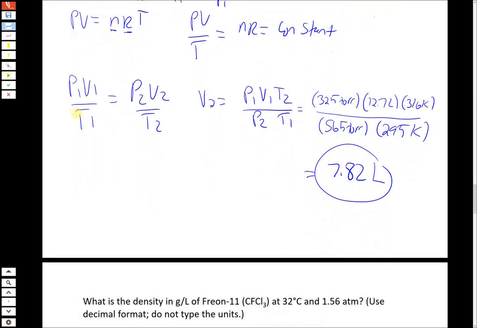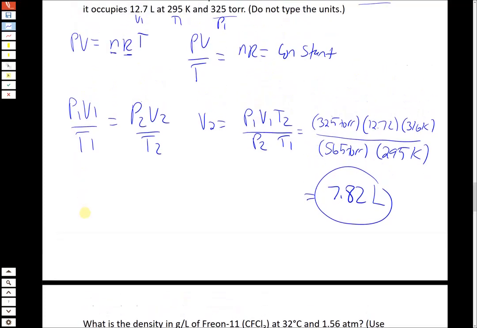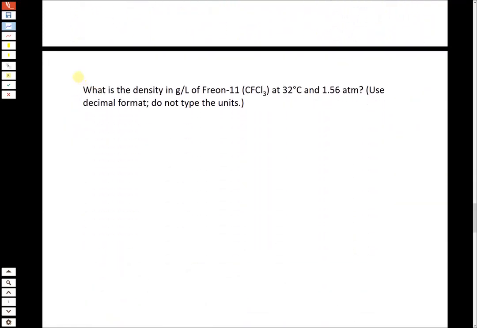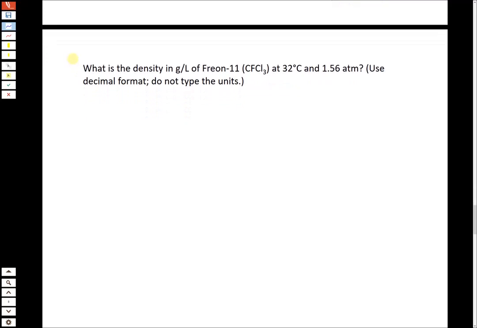Alright, so that's the last one I think that deals directly with just PV = nRT, but the last few we're going to do are also going to start with that as our initial basis. So here we're talking about gas density. So this is a typical density, grams per liter, which is mass over volume, the standard definition of density we use. And we're just looking for the density of this gas, CFCl3, at 32 degrees Celsius and 1.56 atmospheres. So we derived an equation for density in class, and I'll derive it here quickly again.